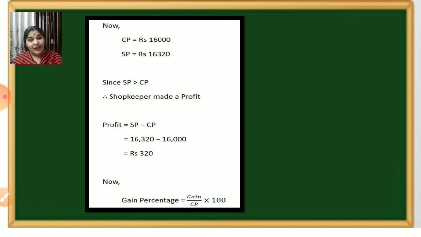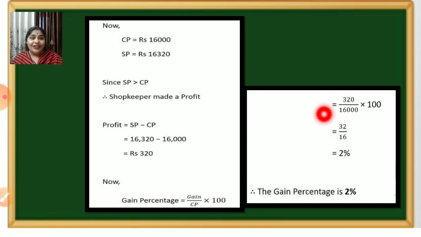Profit percent is equal to profit upon CP multiplied by 100. Yes, this formula we know. So this is equal to 320, that is the profit we have found, divided by CP, that is the total cost price. Now here we are finding the total, right? So here we will take 16,000 multiplied by 100. When you solve this, children, you will get the answer equal to 2. So the gain percentage is 2. Shopkeeper has made a profit of 2%.